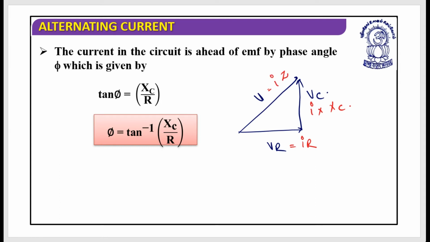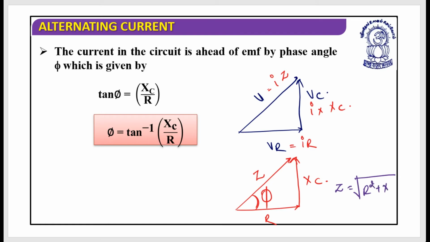From this voltage triangle, I can have this impedance triangle too. It is something like this. Yes, this will represent R, this will represent XC, this will represent Z, and this is the angle, I should say, the phase difference between voltage and current. So from here also you can see that Z is equal to root of R square plus XC square.